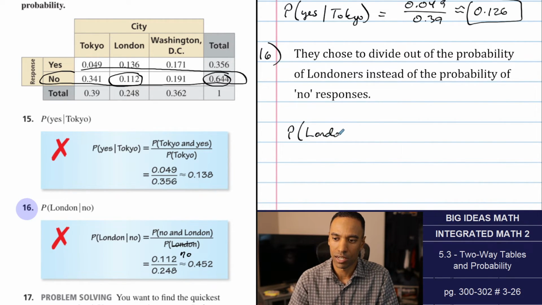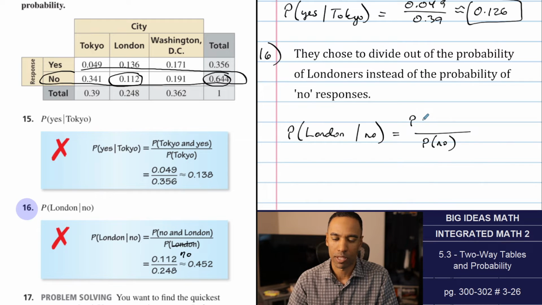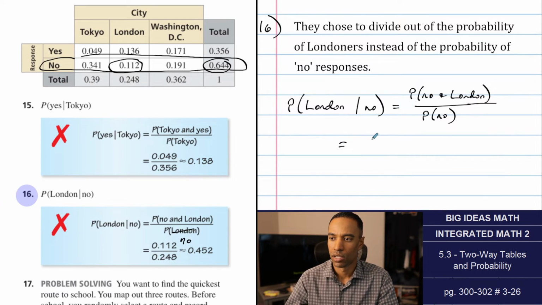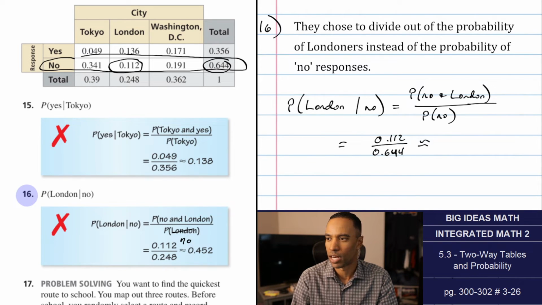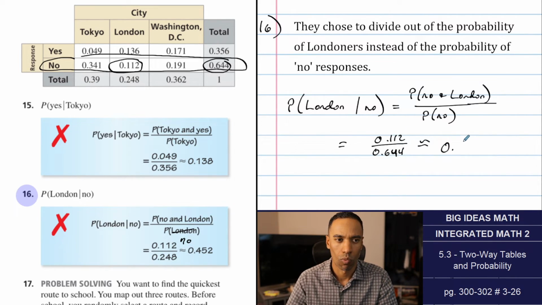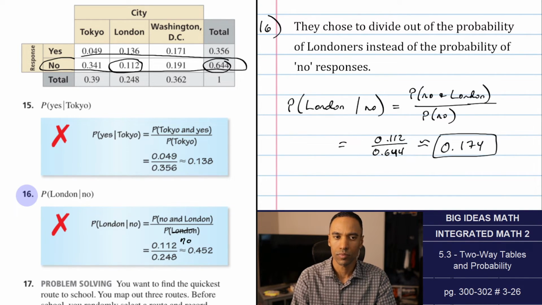Probability of London given no. Given no is out of all the no's. So on the bottom, that's probability of no. And on top, it's probability of no and London. No and London is 0.112. That was right. They divided by the wrong thing. They have to divide by 0.644. And we're getting 0.174. That one. Okay, let's go to number 17.